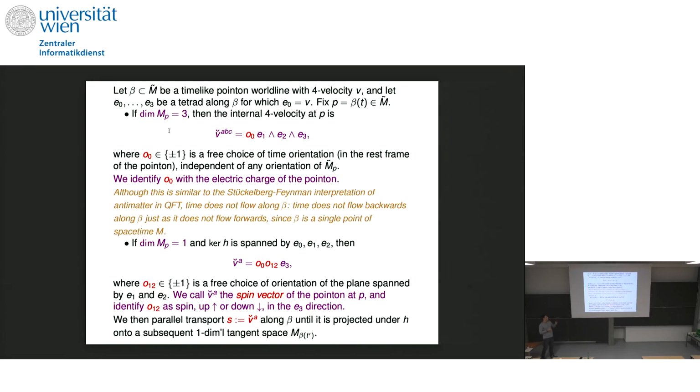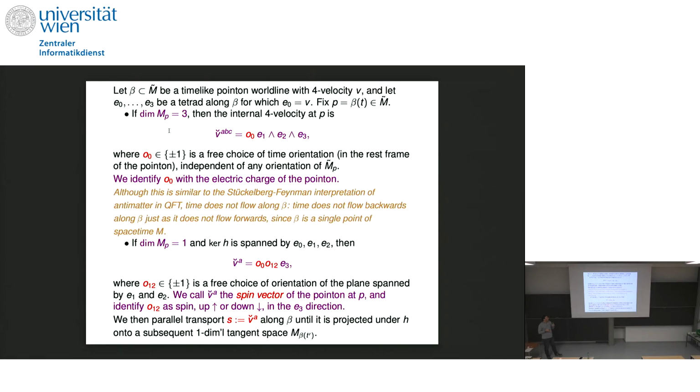Okay, if the dimension of the tangent space at P is 1 and the kernel of H is spanned by, for example, E0, E1, and E2, then the internal forward velocity is O0 times now another parameter, a free choice of orientation of the plane spanned by E1 and E2. So we call this O12 times E3. So it's an honest vector or one form. And we call this the spin vector of the pointon at P, and identify this free choice of orientation O12 as spin up or down in the E3 direction.